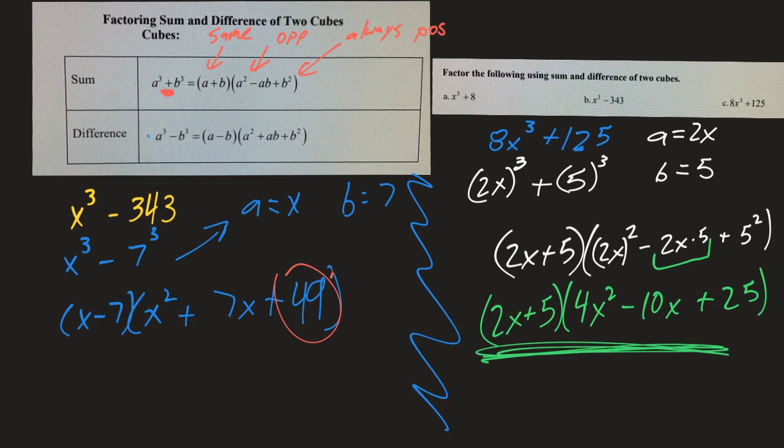Okay, so that was factoring cubes using our sum and difference of cubes formula. Okay, so remember, if you're adding cubes or subtracting cubes, you can use this formula. Look out for things like part C where we had a number and a variable combined together as a cube.